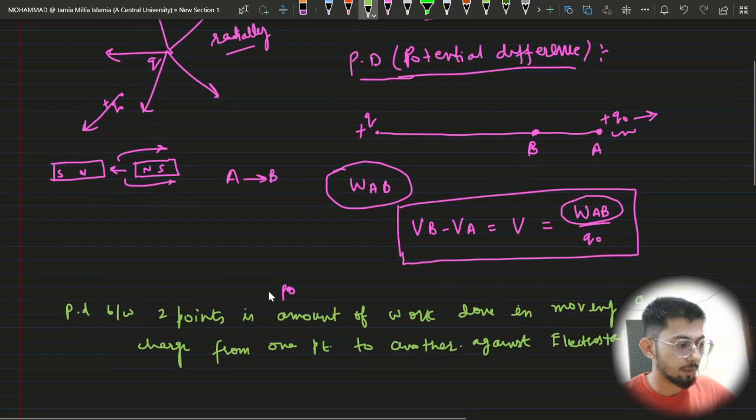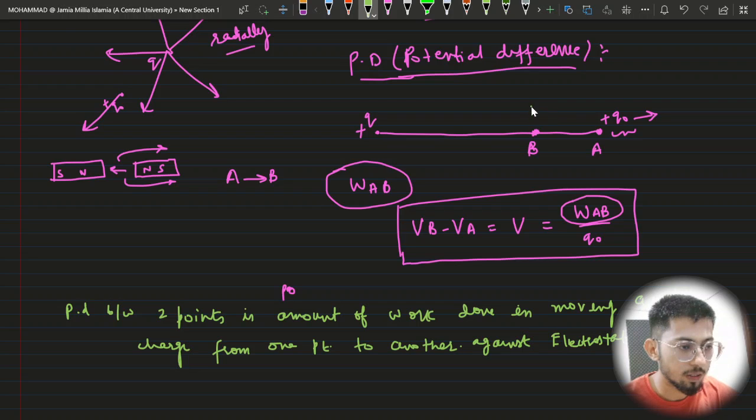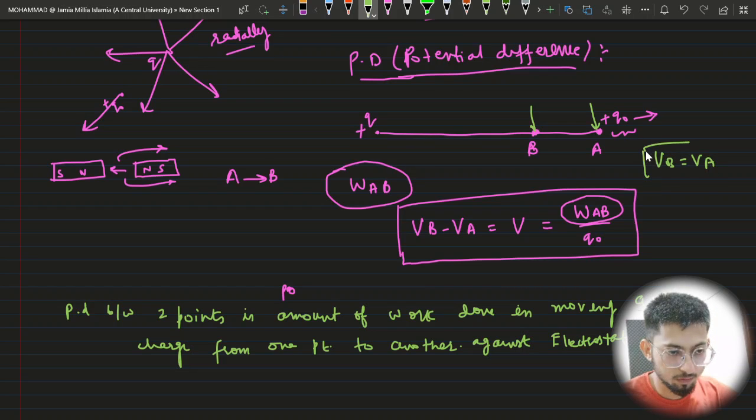This is what potential difference means. So this is point B, this is point A. If there were no electric field, VB would be equal to VA. But since there would be a difference in electric field due to Q at this point and at this point, that's why we have different potentials.